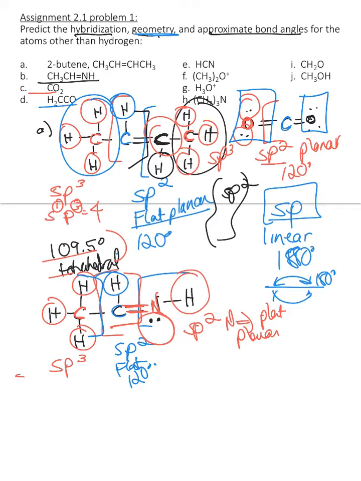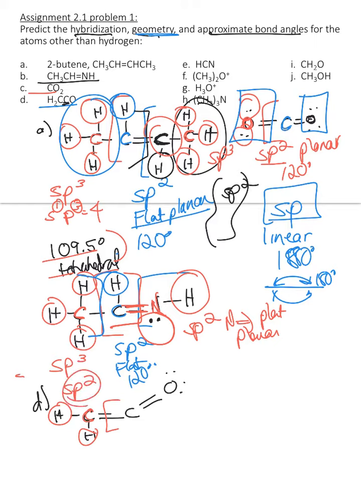Okay, the next compound, D, would be CH2. So let's put 2 hydrogens on that carbon. Then the next carbon has an oxygen. Oxygen likes 2 bonds with 2 lone pairs, and that gives 1, 2, 3, 4 there. So let's look. This carbon here then has 1, 2, 3 things. So it's sp2. Remember, that's planar and 120 degrees.